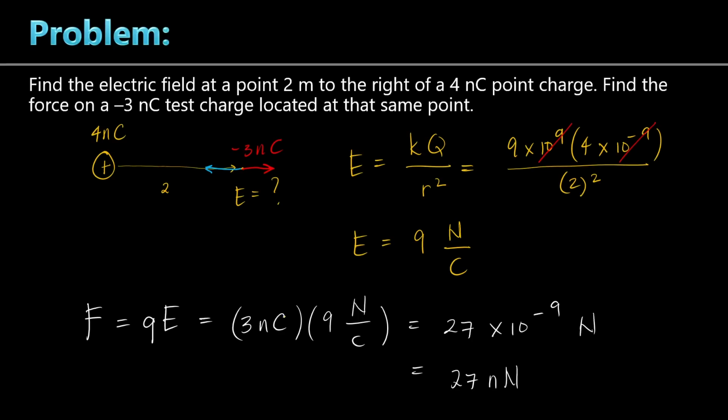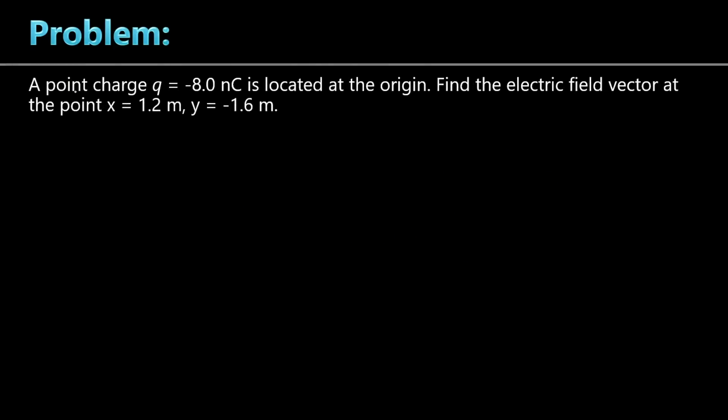Let us solve the next problem. A point charge Q equal to negative 8 nanocoulombs is located at the origin. Find the electric field vector at the point x equals 1.2 meters and y equals negative 1.6 meters. So to solve this problem, it would be better if we can first illustrate the problem.